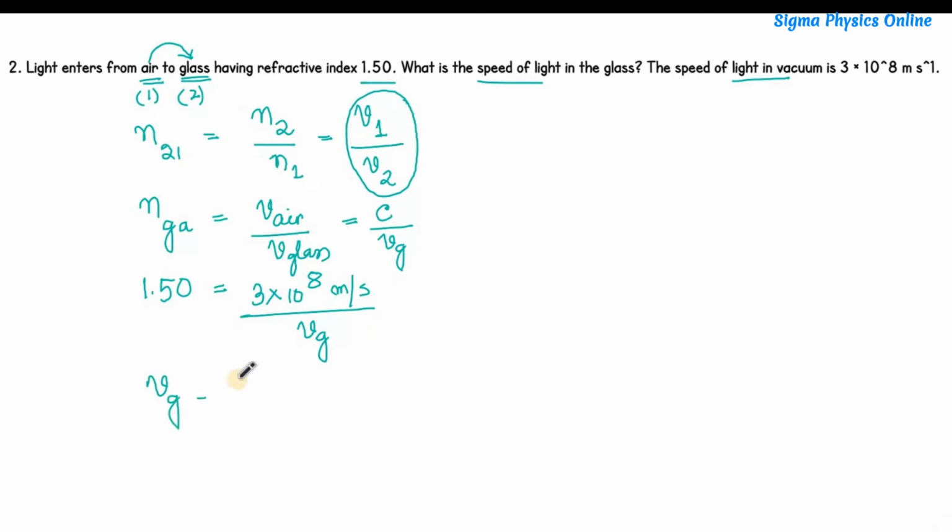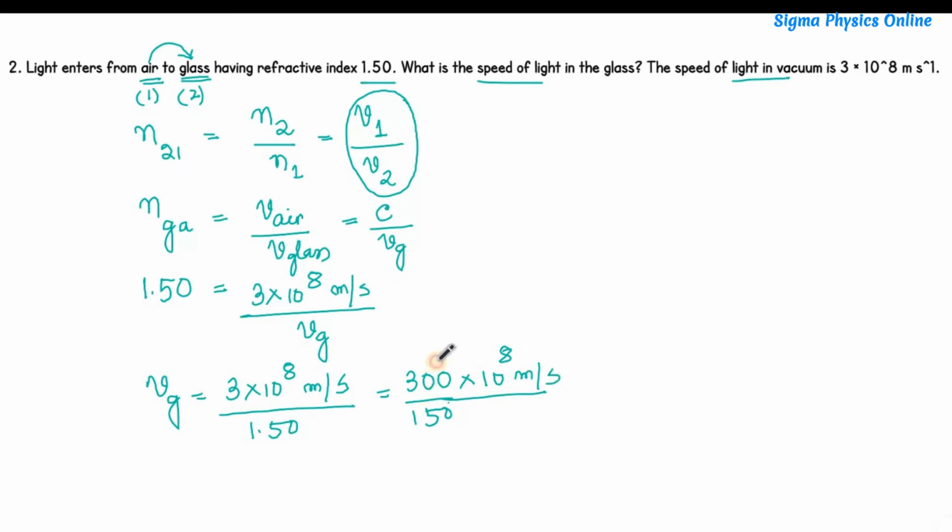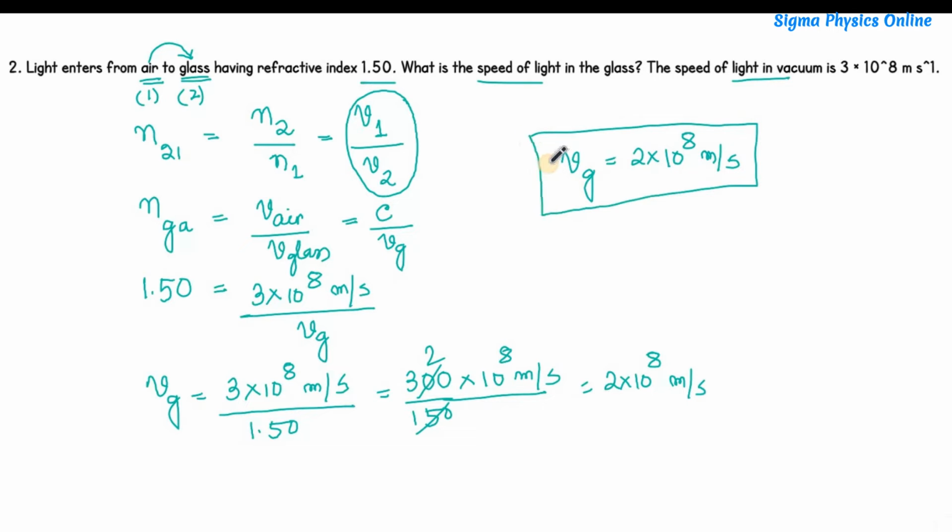So let's rewrite this. The velocity of light in glass is 3 into 10 to the power 8 meter per second divided by 1.50, which is 300 by 150 into 10 to the power 8 meter per second, which is 2 into 10 to the power 8 meter per second. So the answer is: the velocity of light in glass is 2 into 10 to the power 8 meter per second. So this is the answer to the second question.